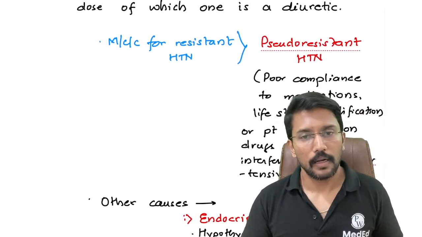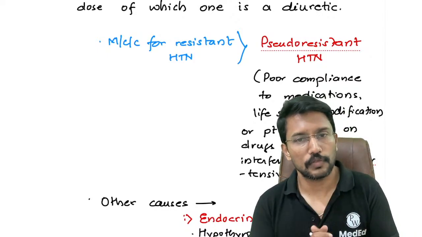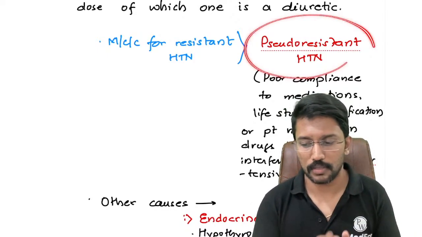Okay. Now, what can cause resistant hypertension? In India, the most common cause for resistant hypertension is pseudo-resistant hypertension.